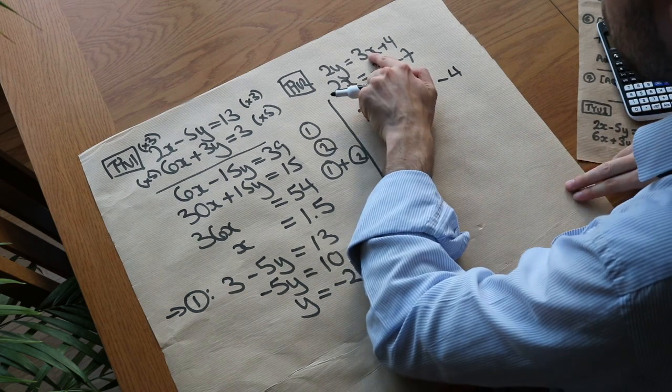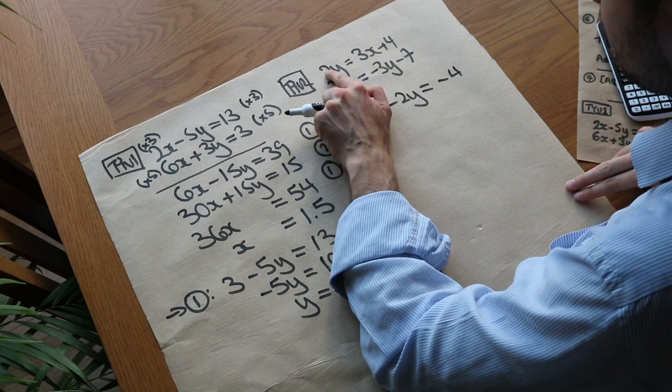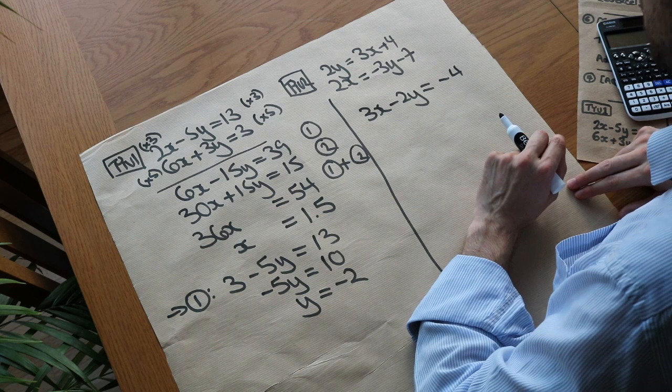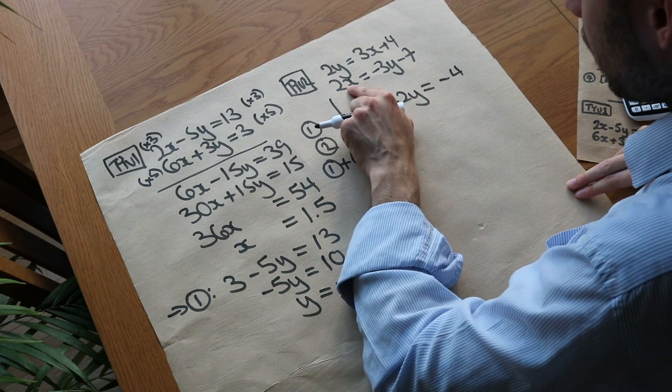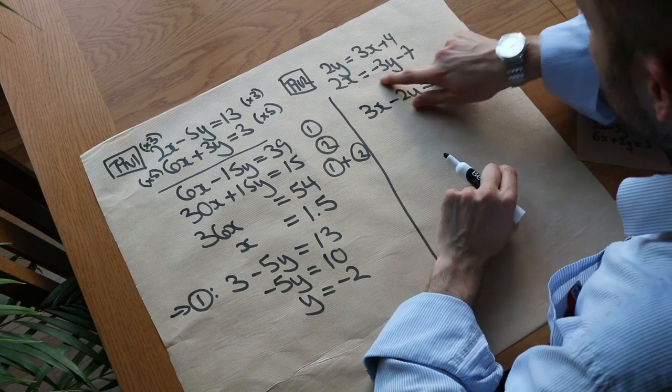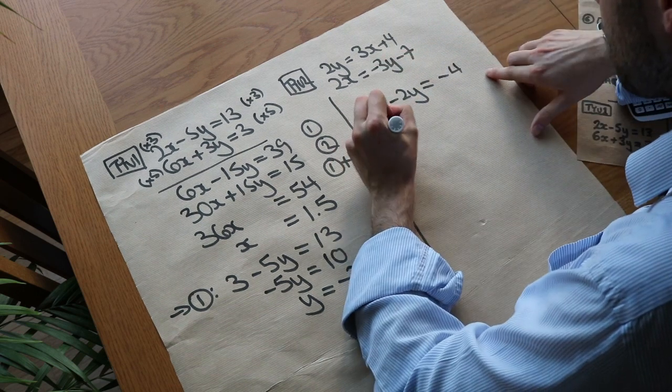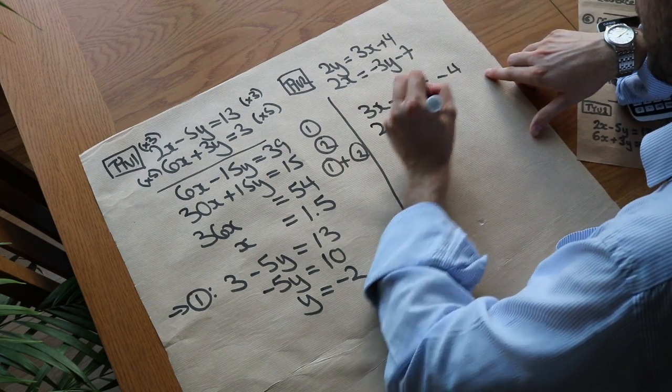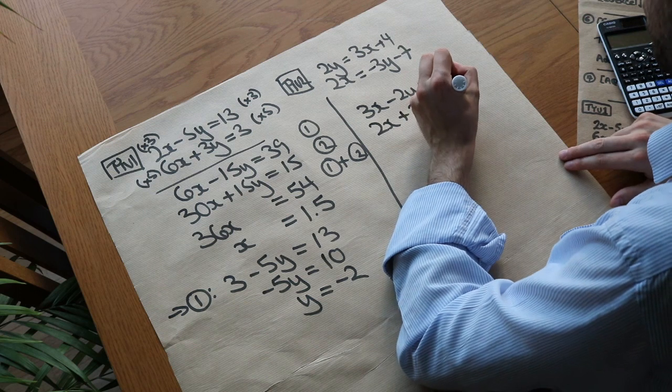We could have also subtracted 3x. We'd have minus 3x plus 2y equals 4. It doesn't matter which way around we do it. And this one, I just need to add 3y to get rid of that minus 3y. So I could have 2x plus 3y is equal to, well, we've got minus 7 here.